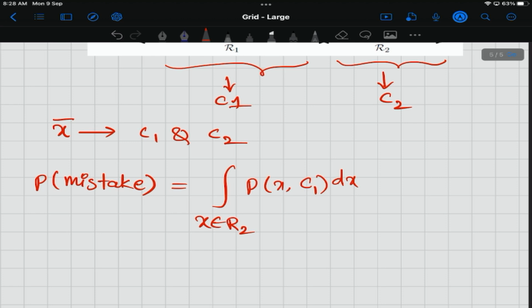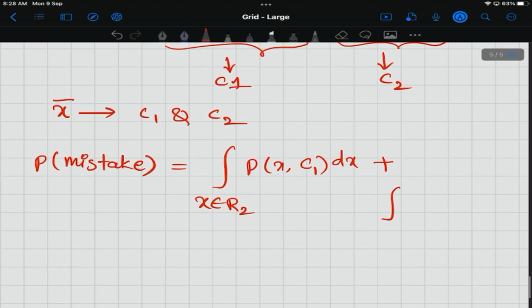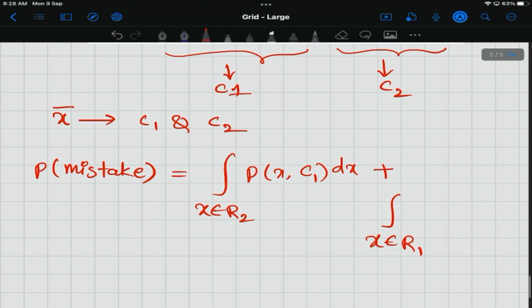My x is following this distribution, but because of my x hat, it is falling into region 2. In the same way, you can have one more term for your probability of mistake: the data point is coming from this other distribution, but because of your x hat, it is falling into region 1.